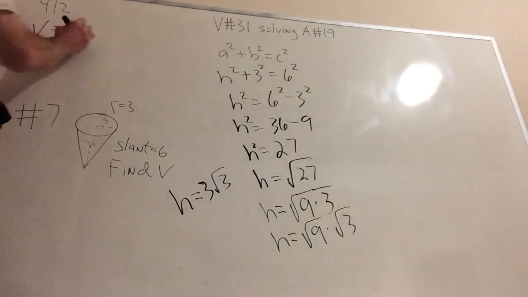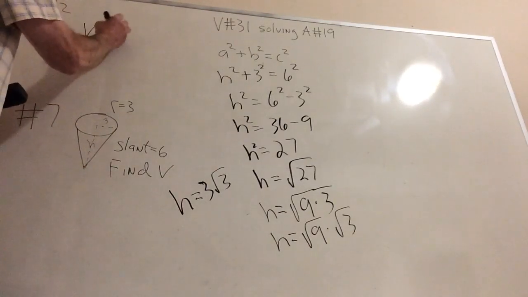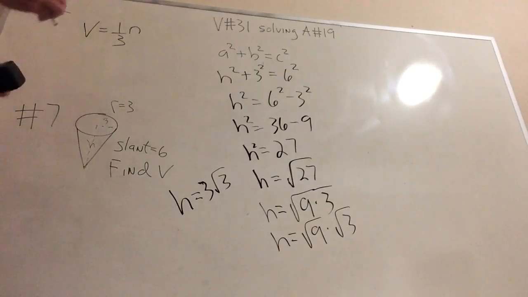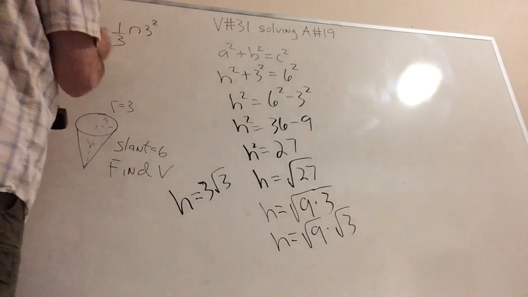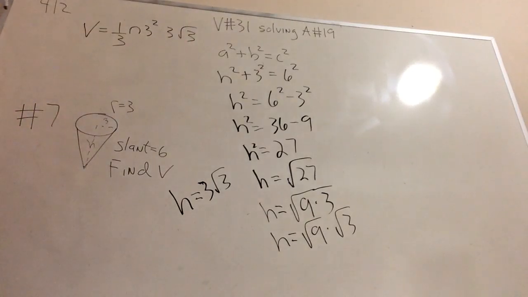V equals 1/3. You can see this, right? Whoops, maybe a little more over here. V equals 1/3 pi r squared, which is 3 squared, times 3 radical 3. Oh, a nice little simple problem. I can do this no problem. So I look at this problem and I'm seeing what I got here, and I'm making sure I got all my data out correctly. The radius is 3.